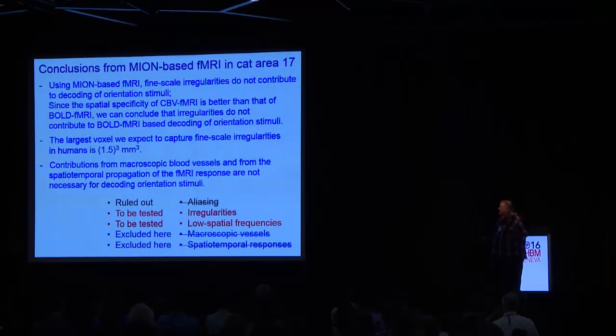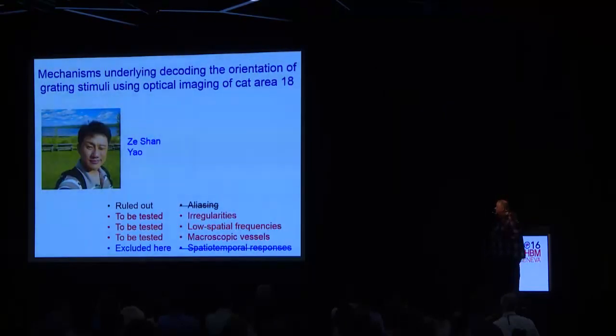So we started by being interested in checking for contributions of irregularities and low spatial frequencies, and we concluded that in cat area 17, irregularities do not contribute to decoding, low spatial frequencies do contribute, and macroscopic vessels and spatiotemporal responses are not necessary for successful decoding. We then were interested whether this result will generalize in other areas. Do these results depend on the cortical area?